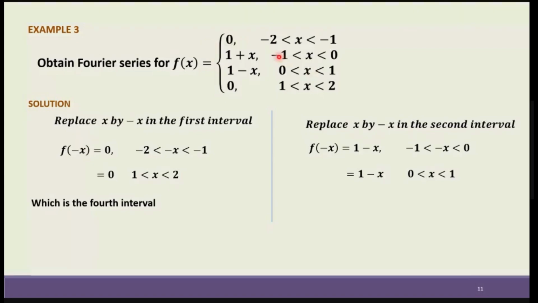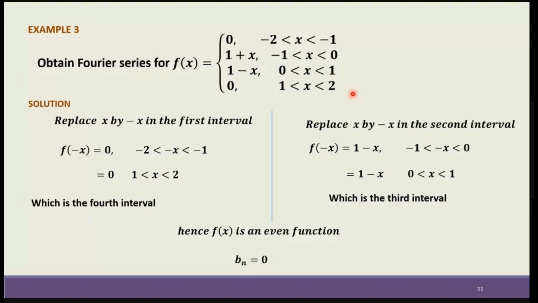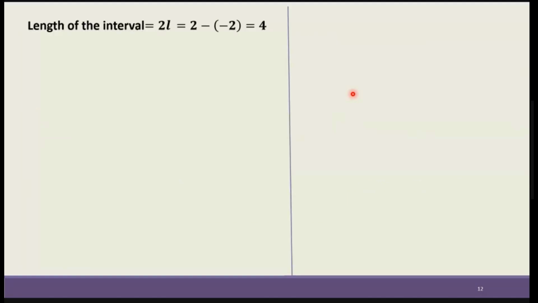यहाँ पे 0 है, इसके लिए हम मतलब इट इज डिफाइंड ओनली इन दिस, ऐसा नहीं, क्योंकि हम लोग यहाँ पे भी इवन का चेक कर रहे हैं। So it is defined from -2 to +2. So the L value will be equal to 2 only here also. It's an even function. Bn is equal to 0 and L is equal to 2.